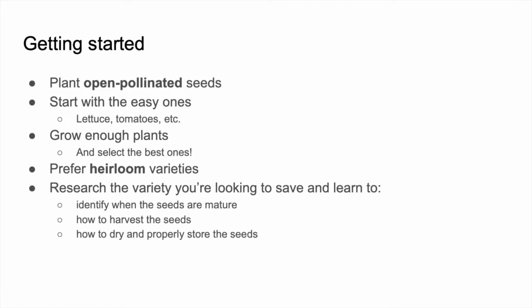So lettuce and tomato are great because they self-pollinate and require little or no isolation to prevent cross-pollination. And you don't need many plants to produce a lot of seeds. Now, just because you can produce a lot of seeds with just one plant, it doesn't mean you should. Growing more plants of the same variety will give you more options to choose from in terms of the desirable traits that you're looking to carry over for the next generation.